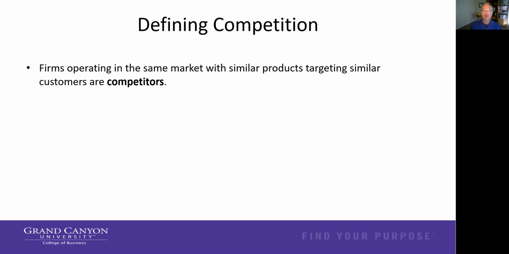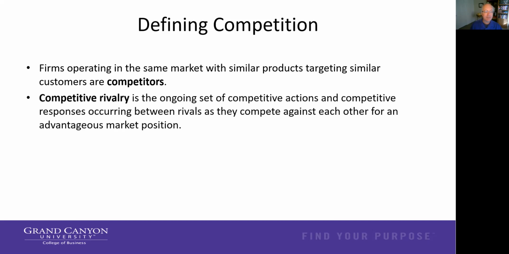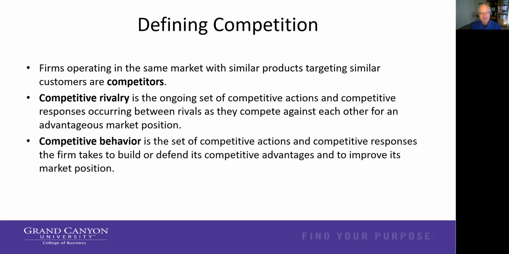So, some important definitions. Firms operating in the same market with similar products targeting similar customers are competitors. Competitive rivalry is the ongoing set of competitive actions and competitive responses occurring between rivals as they compete against each other for an advantageous market position. Competitive behavior is the set of competitive actions and competitive responses the firm takes to build or defend its competitive advantage and to improve its market position.